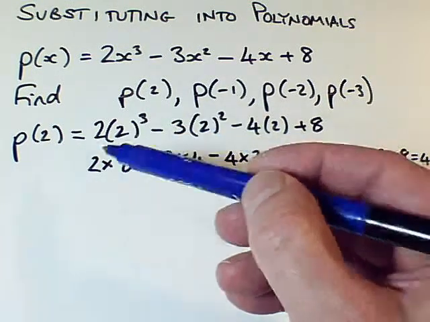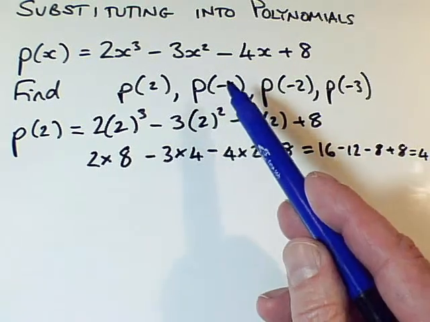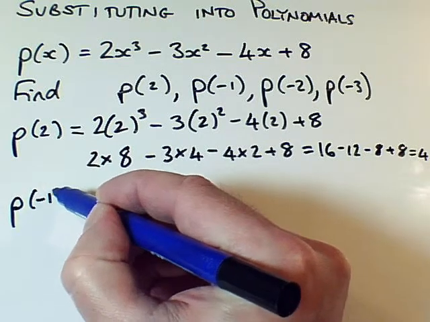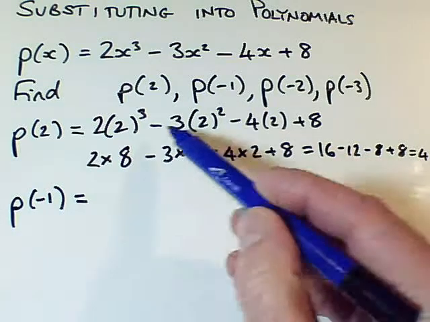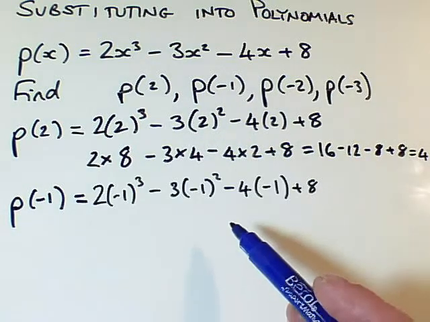Alright, so that was dead easy, and when you're putting a positive number in, then as long as you know what that number cubed and stuff is, you shouldn't have a problem. What's slightly more interesting is when we put in negative numbers. So let's do p of minus 1. Okay, so we do the same thing as before, except in all of these brackets we're going to have a minus 1. So we get this, okay?